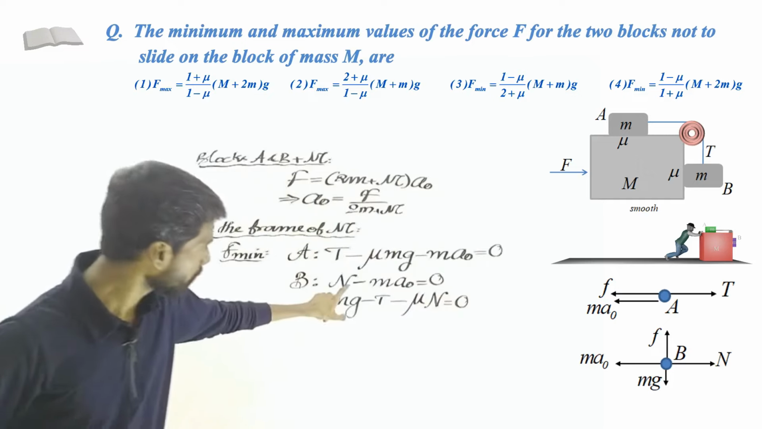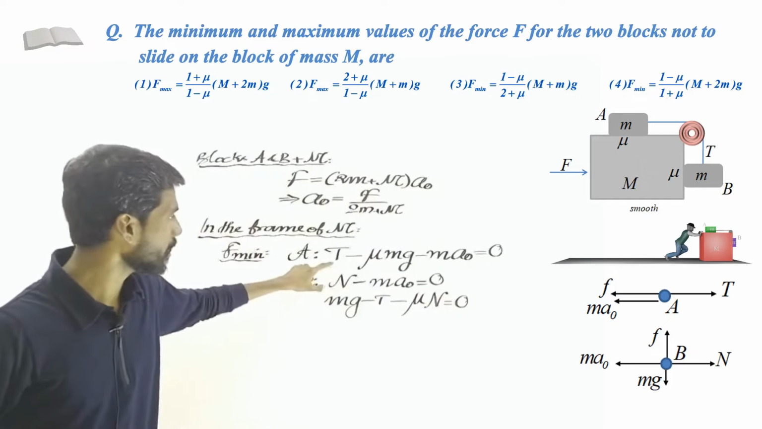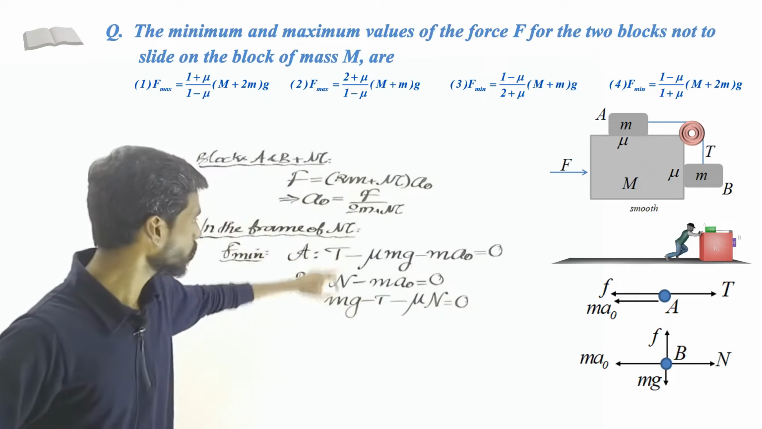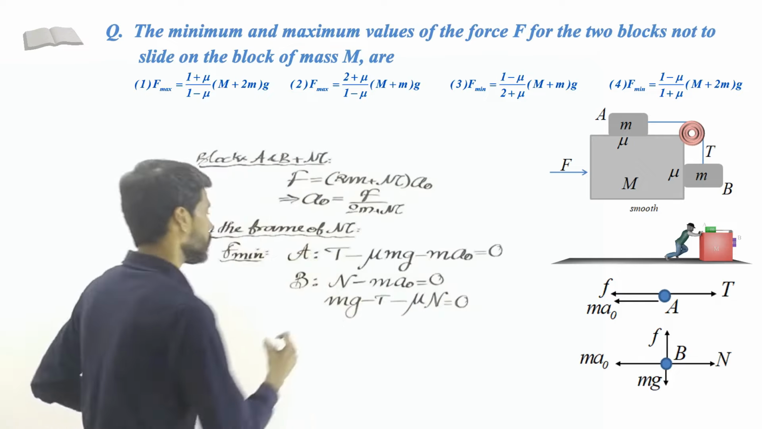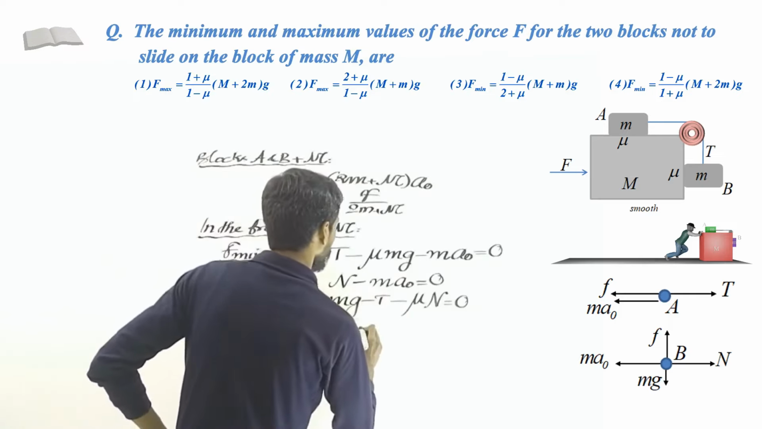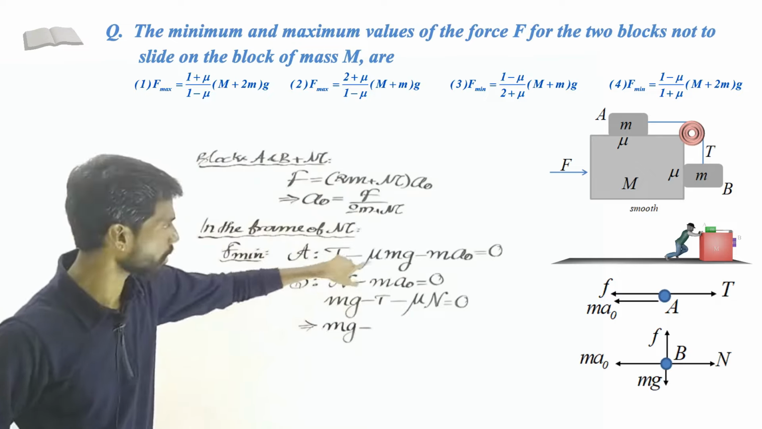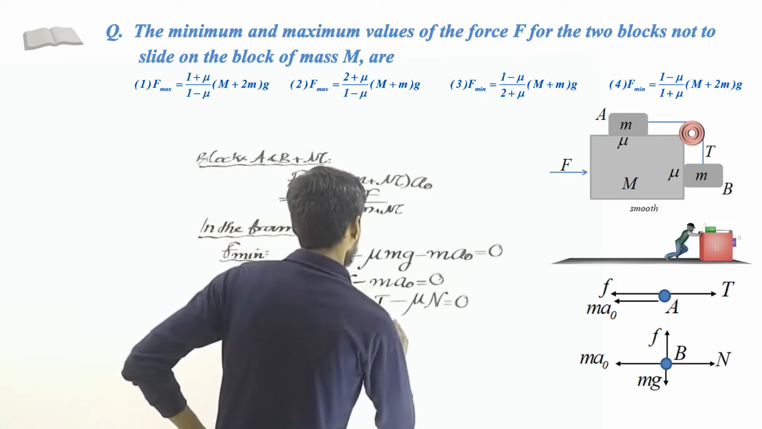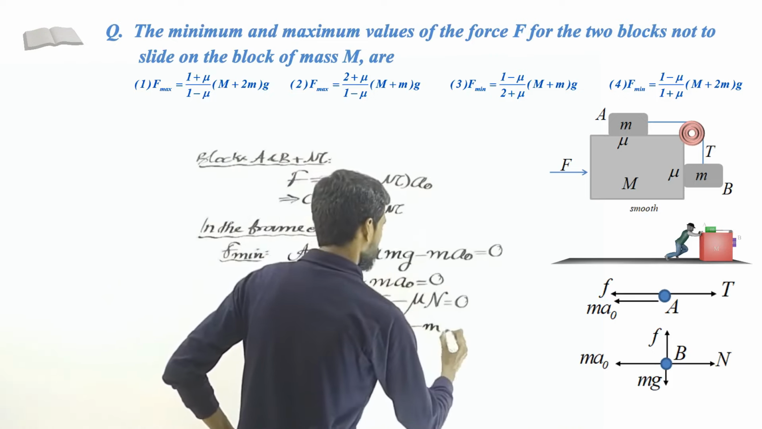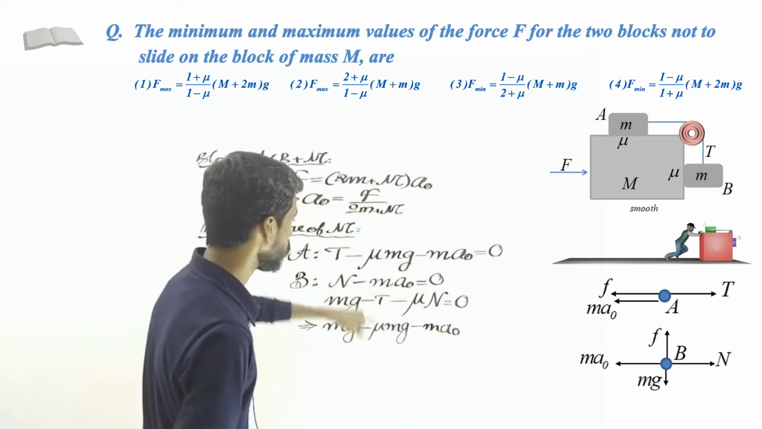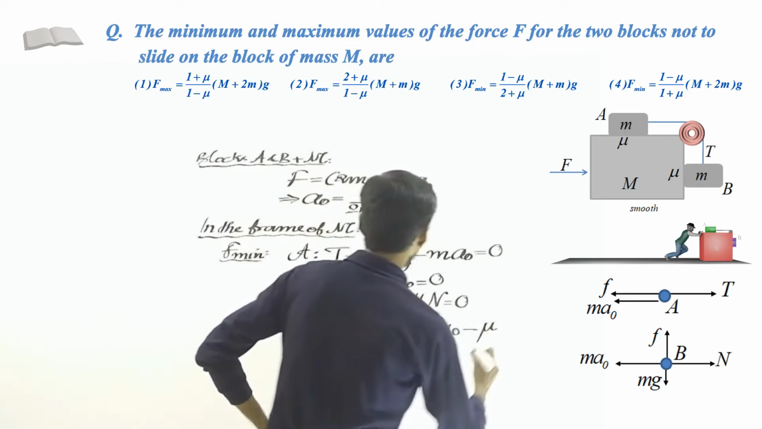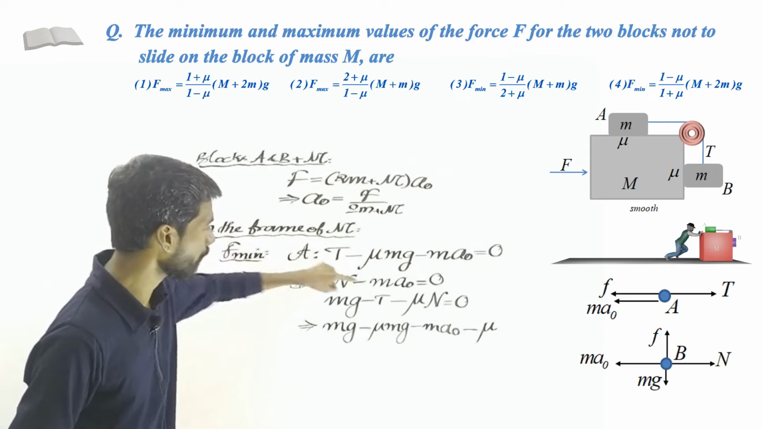So that is how this normal can be substituted here, and this T we can substitute and add to eliminate T. So mg minus T, where T can be substituted from this equation: T is mu mg plus M A0. Alright, so we are adding this, minus mu N. But N we have already found. So what is the value of N? M A0.